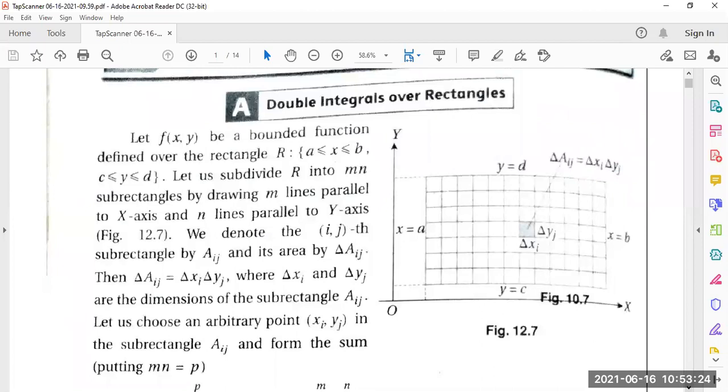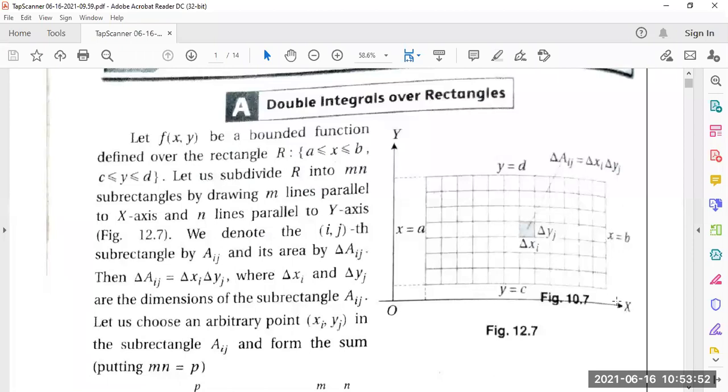Here we are taking f of x, y to be a bounded function defined over the rectangle R such that a is less than or equal to x less than or equal to b, and y is another variable which is bounded with c to d. So x is bounded with a to b and y is bounded with c to d. We know that the values of a, b and c, d are not equal, so the region will be rectangular.